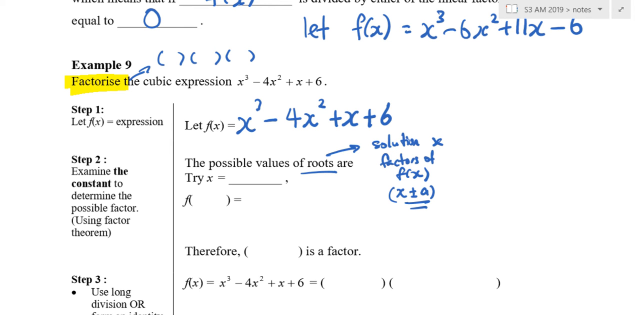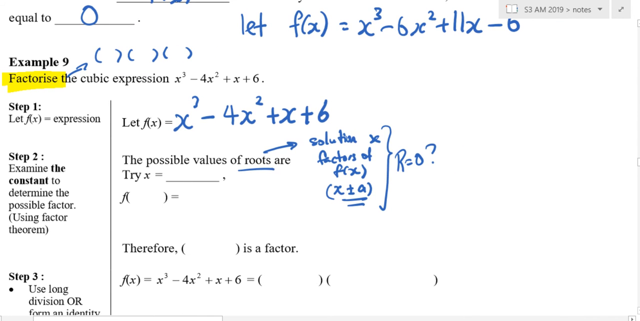So can we try now? What's your favorite number? 0 is correct, but 0 is very obvious. I put 0 minus 0 plus 0 plus 6. 6. Remainder is 6. Out. What do you want? You want to find a factor. Factor means you want to find remainder equals 0. So over here, what you are interested in is finding out when the remainder equals 0. What is that factor?